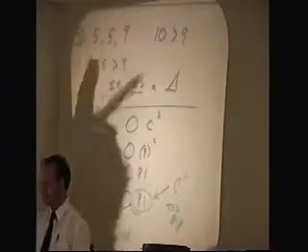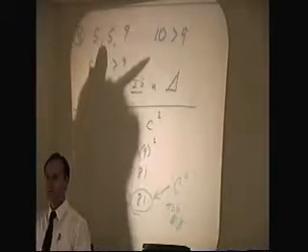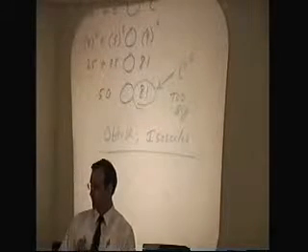By looking at the sides, we can tell immediately, 5, 5, and 9, that it is isosceles, of course, because two sides are equal. Isosceles, obtuse.